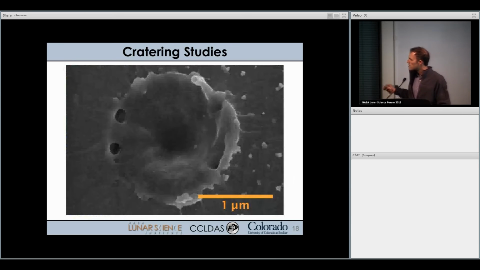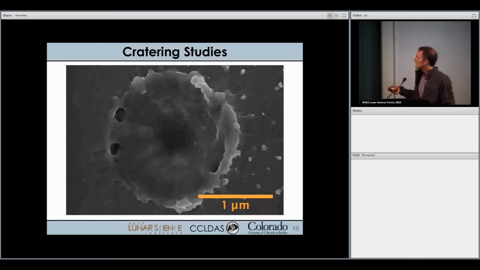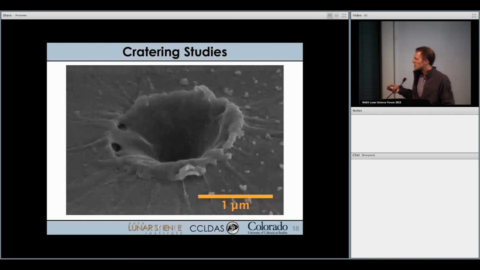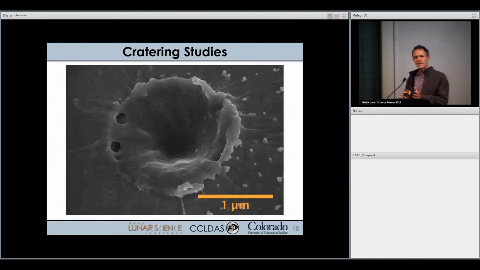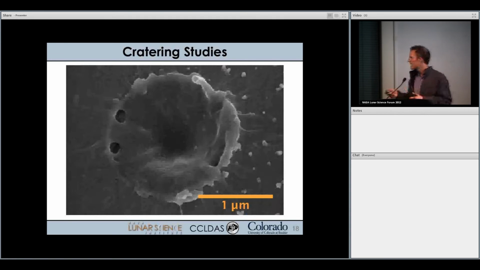One of the uses of cratering studies is actually to do development of instruments. So, for example, PVDF, which is used as a dust detector, the use of that as an instrument depends on the relationship between the incoming particles and the details of the crater.